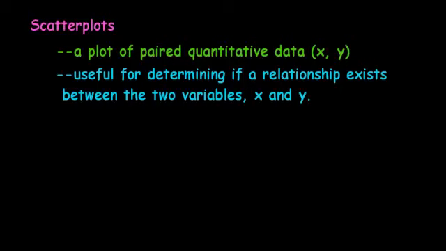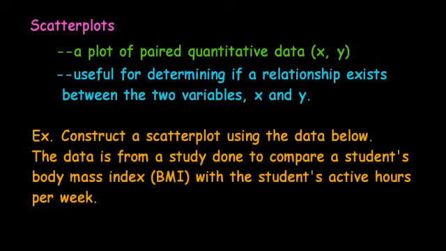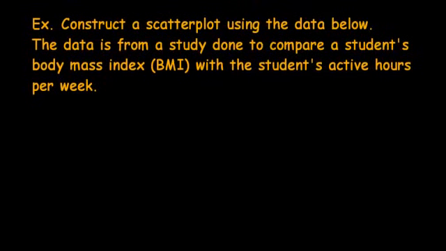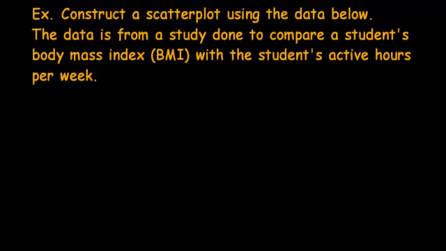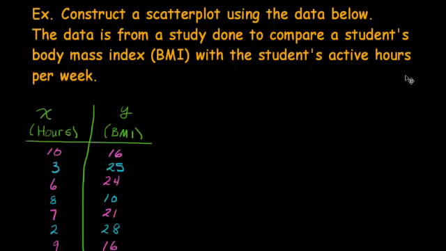So let's look at an example. Say we want to construct a scatterplot using the data given below, and this data is from a study done to compare a student's body mass index, or BMI, with the student's active hours per week. So let's look at the data.